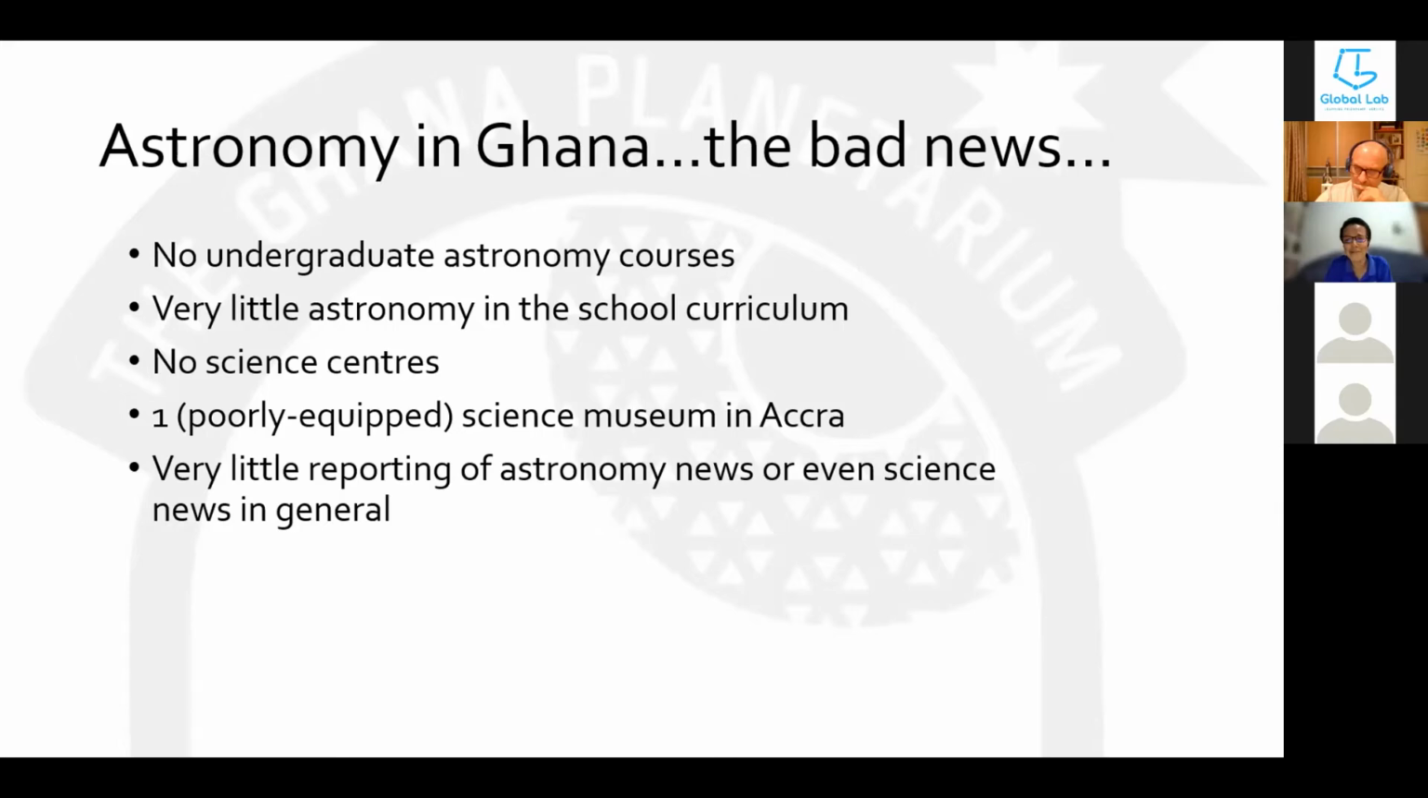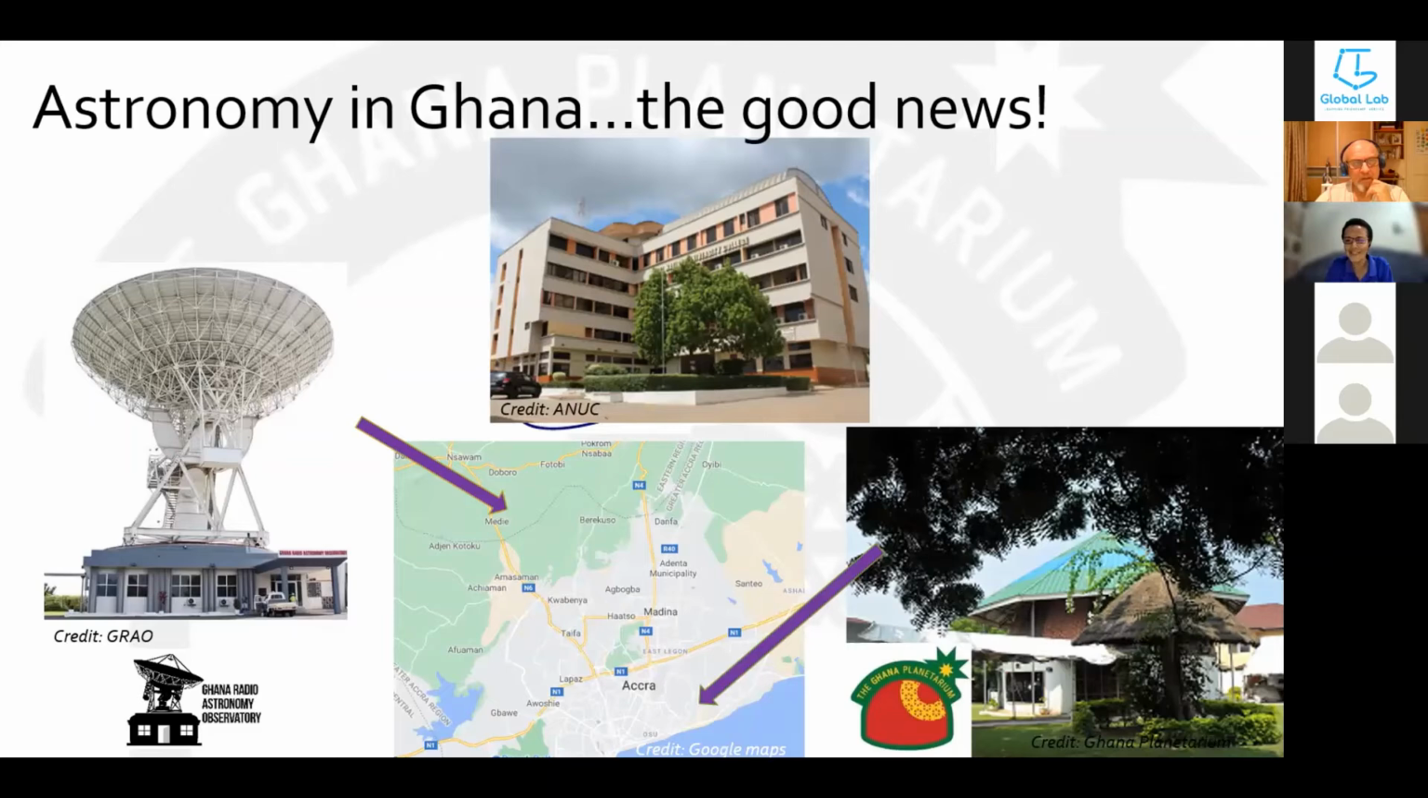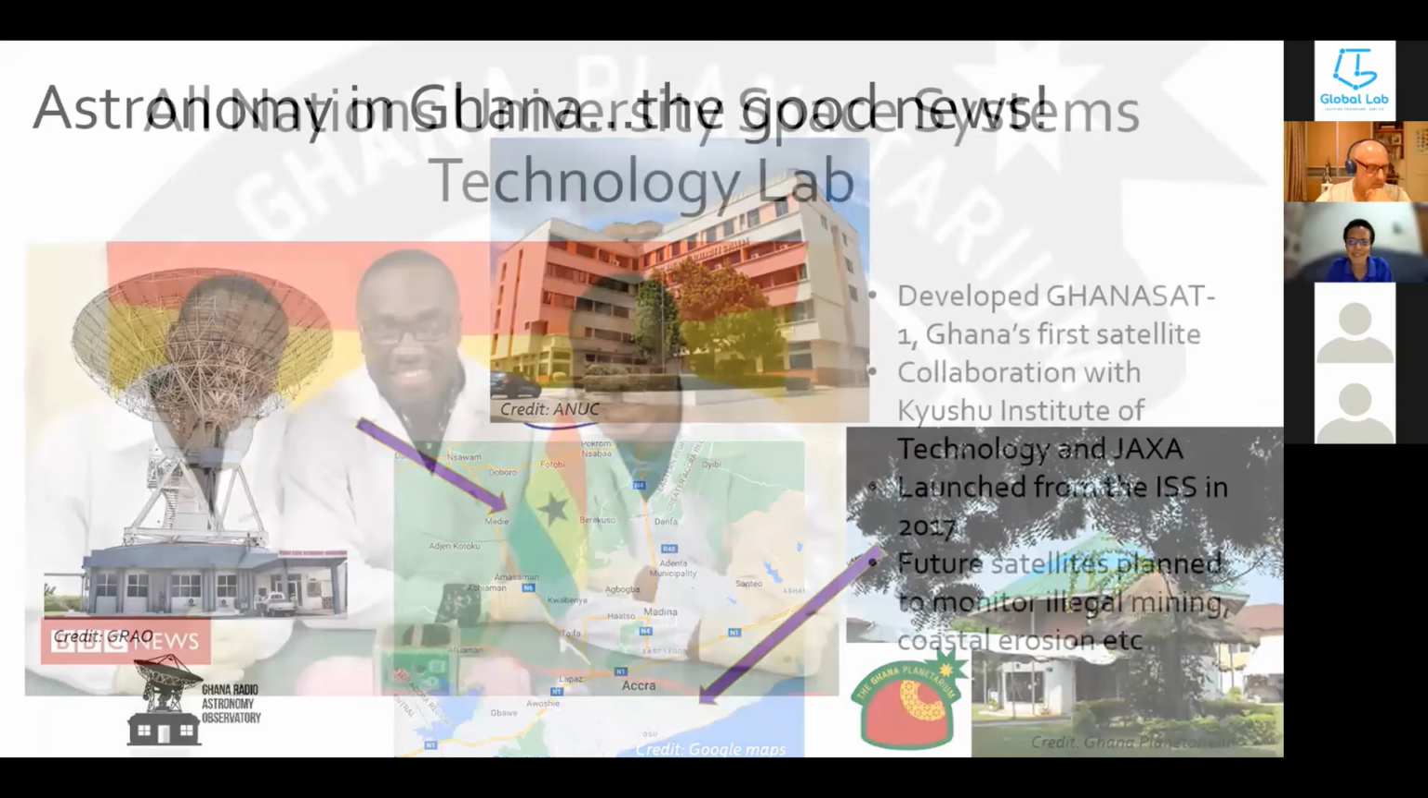However, the good news is we have these three institutions that are working hard to change all that. And there are others as well, but these are the main ones I'm talking about. So we've got the Planetarium, of course. We have the Ghana Radio Astronomy Observatory, and we have the All Nations University. Sorry, I forgot the arrow up there. Briefly, let me go there first.